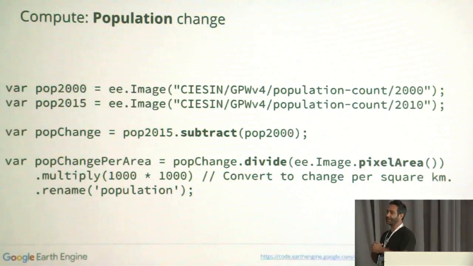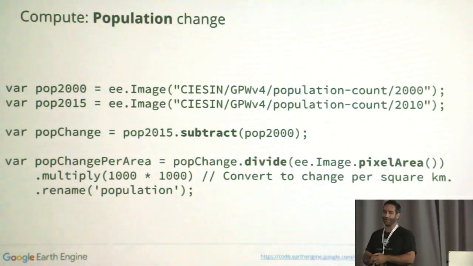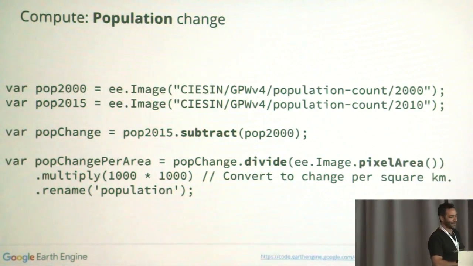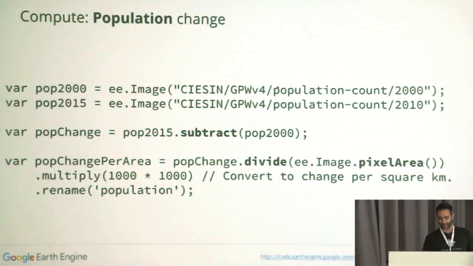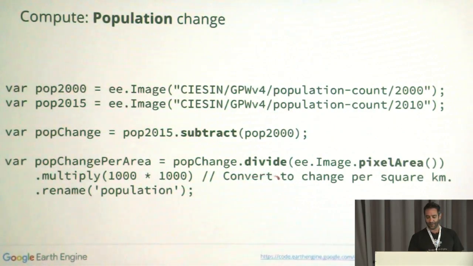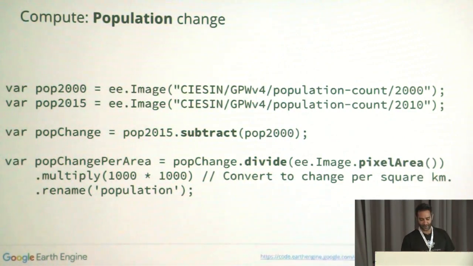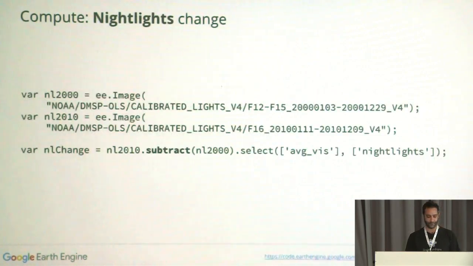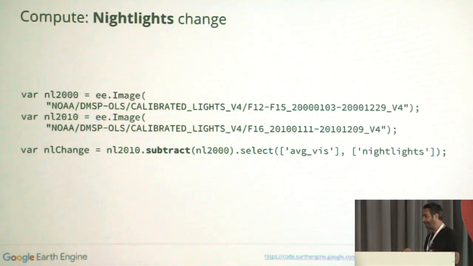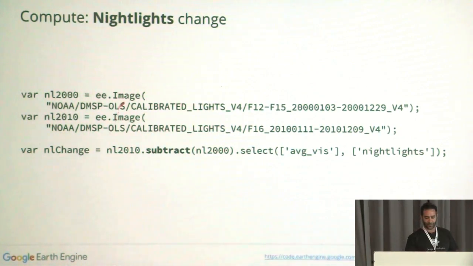So now images, I'm just going to zip through this because this is raster stuff, and we're not talking about raster stuff in here. I get two images of population, subtract one from the other, divide by a pixel area image in order to get population per area, or population change per area, convert the units, and that's it. So this is the population change per area image. Nighttime lights change, so this is like a proxy for development, if you will. And I just get two images and subtract them. That's it.